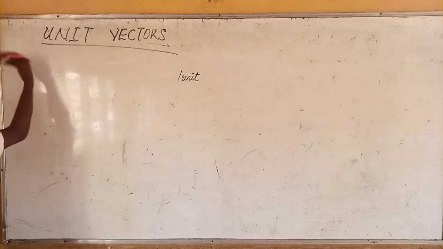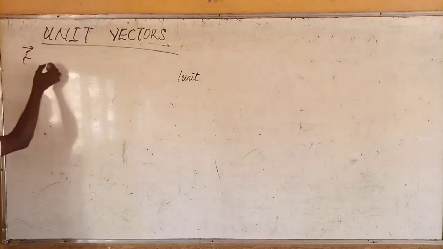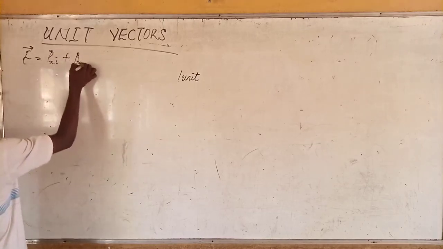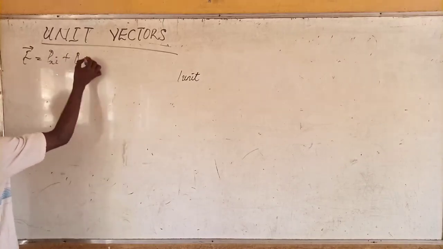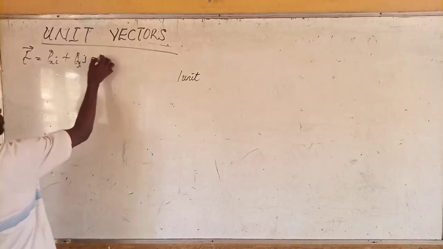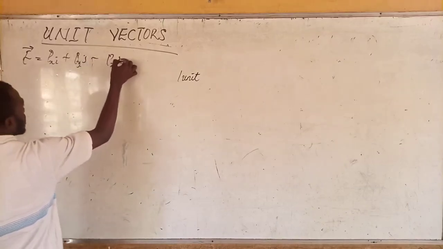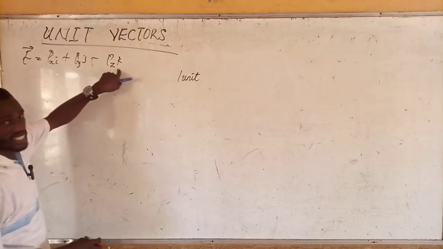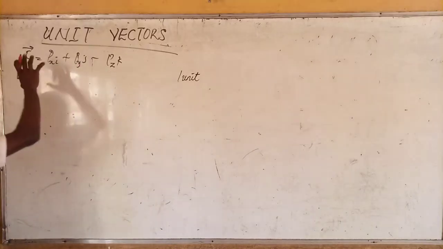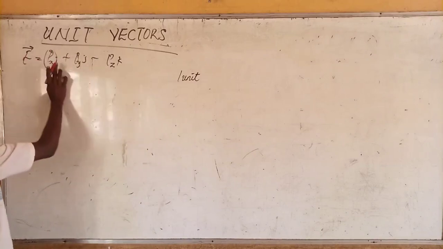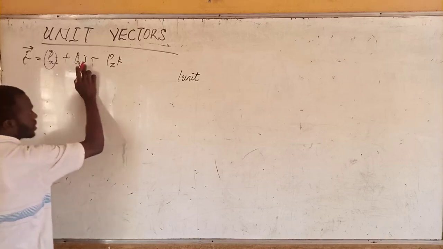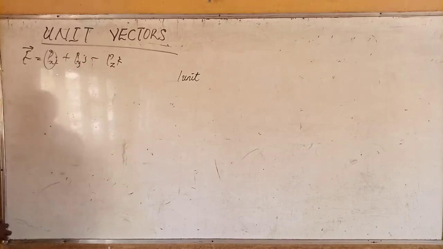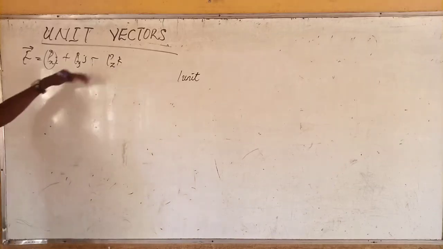So if I say the vector force, F for example, is represented as P sub x i plus P sub y j minus P sub z k, this means that we have a component in the x direction, in the y direction, and in the z direction. This just denotes a magnitude in the x direction, a magnitude in the y direction, and another one in the z axis.